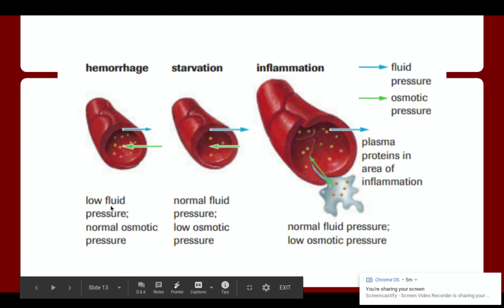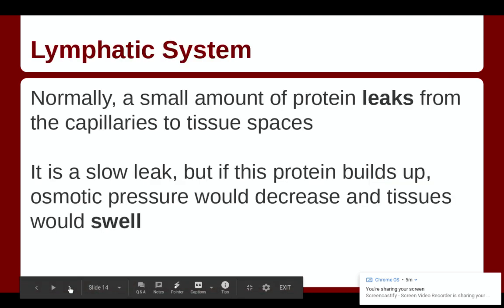So with a hemorrhage, you get low fluid pressure and normal osmotic pressure. When you're starving, you get normal fluid pressure but low osmotic pressure. And for inflammation, normal fluid pressure, low osmotic pressure, and so it'll start to inflame the area that might be hurt.